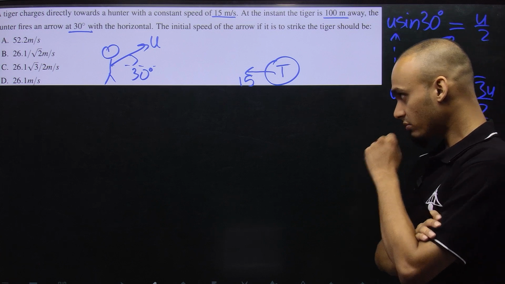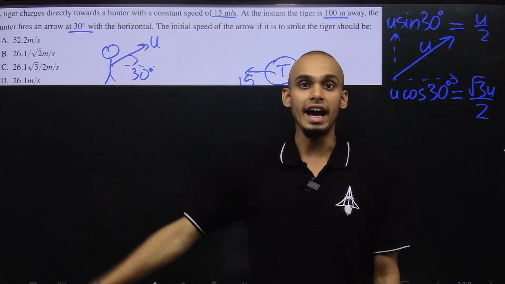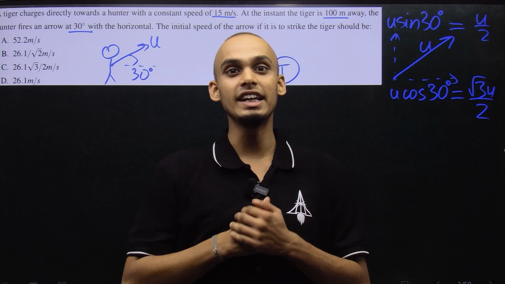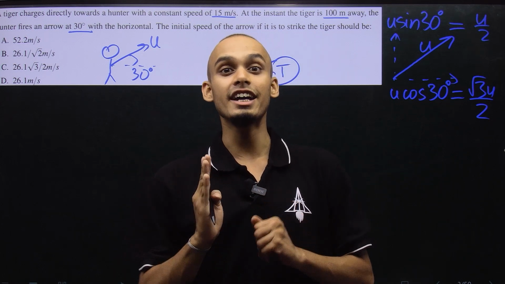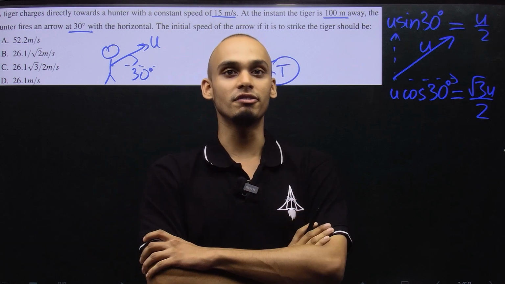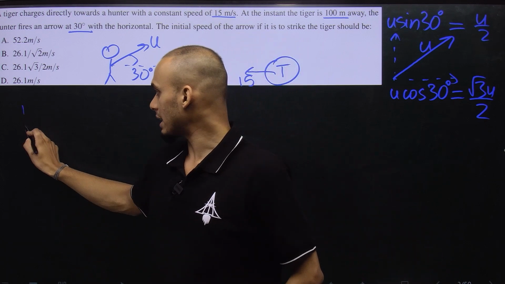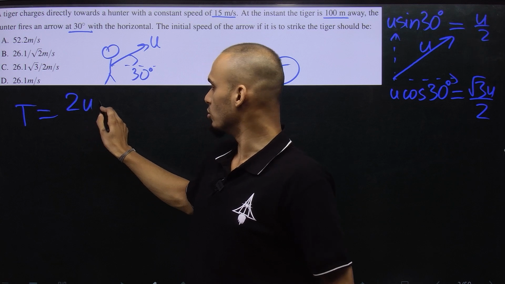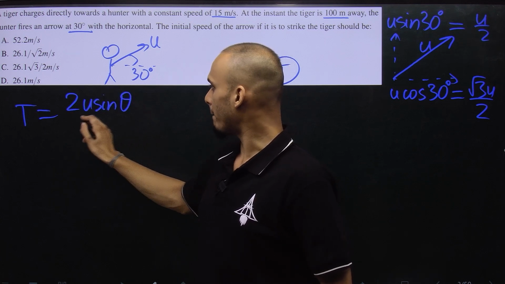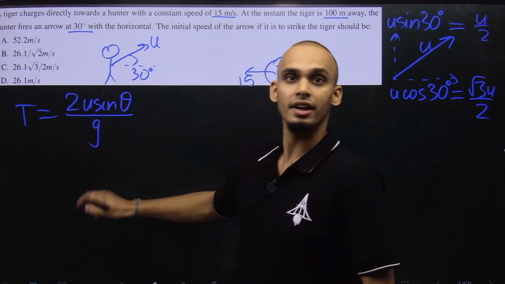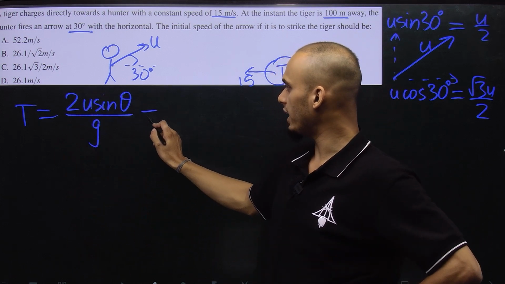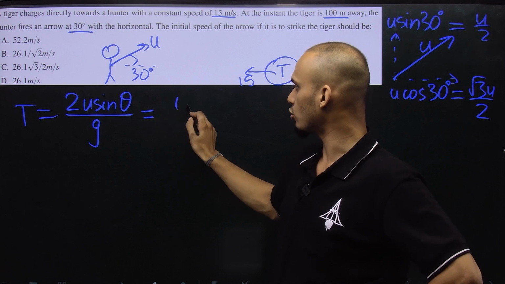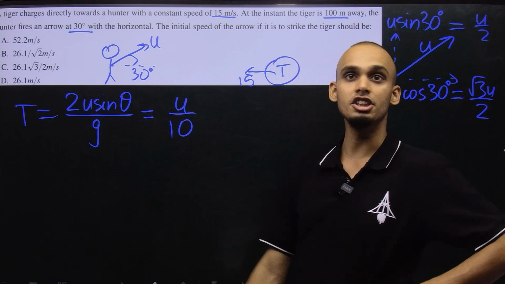Now, we know that the time of flight of the arrow has nothing to do with the horizontal component of initial speed, nor the horizontal acceleration. Time of flight only depends on the vertical component, and we can write this time of flight as 2u sin theta by g, that is twice the vertical component upon g. We know sine theta is half, that can cancel with 2, and the time of flight thus comes out to be u by g. We can write g equal to 10.